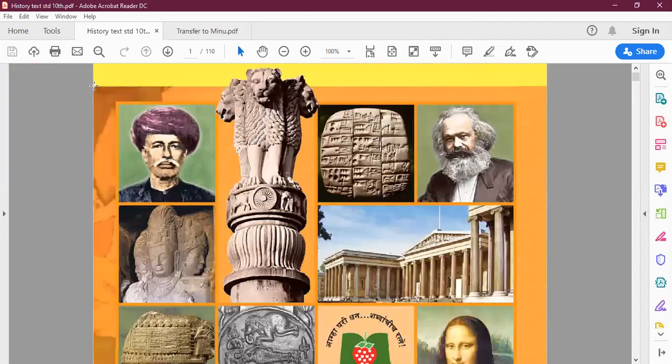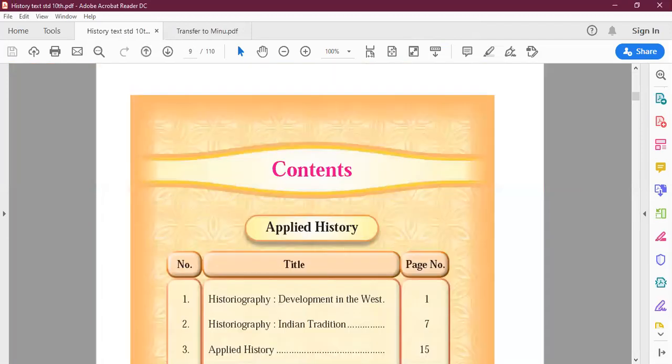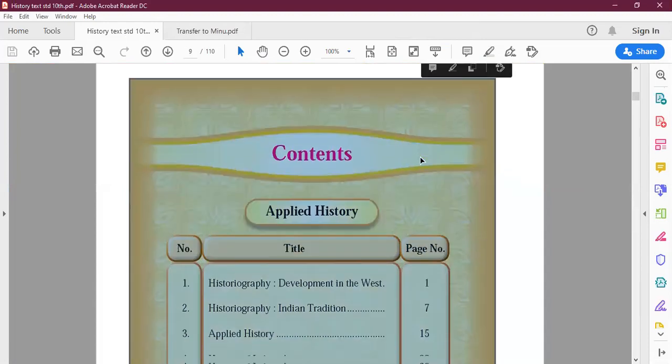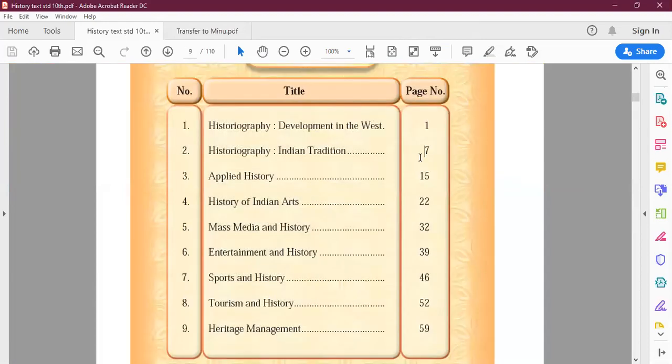We have a total of 9 chapters for history, and we will be directly starting with the 4th chapter, history of Indian arts, because the weightage from the 4th chapter to the 8th chapter is more, with options. The first, second, and third chapters will be dealt with a little later. We have the 4th chapter, history of Indian arts.